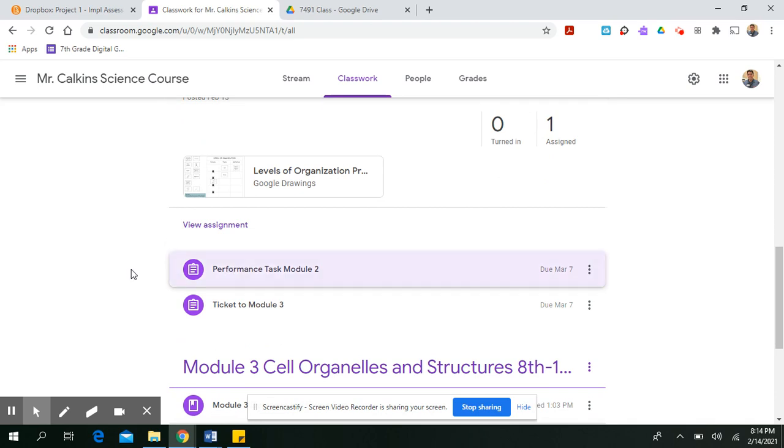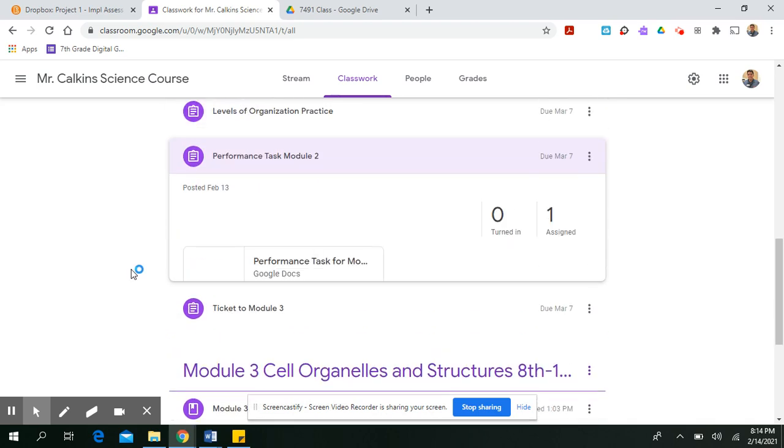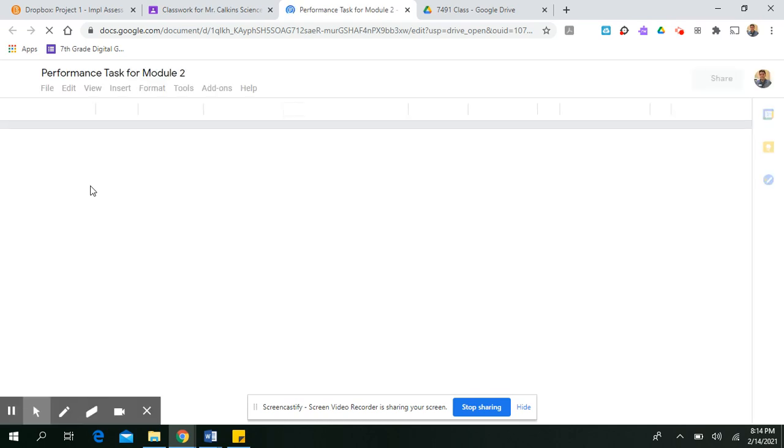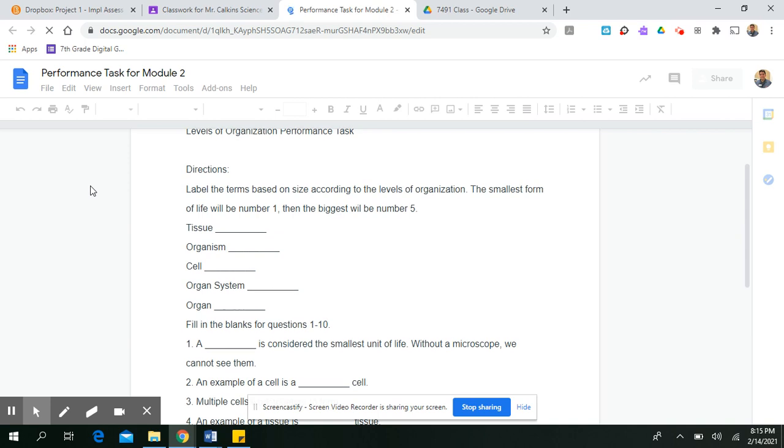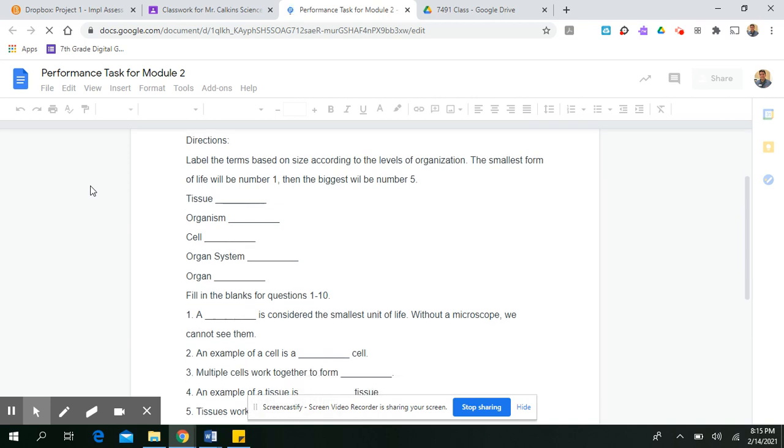The performance task opens. There we go. He's going to get a copy of the school doc. All right, so they're going to label the terms based on the size according to the levels of organization, from the smallest form of life to the largest. Then at the bottom, they fill in the blank.